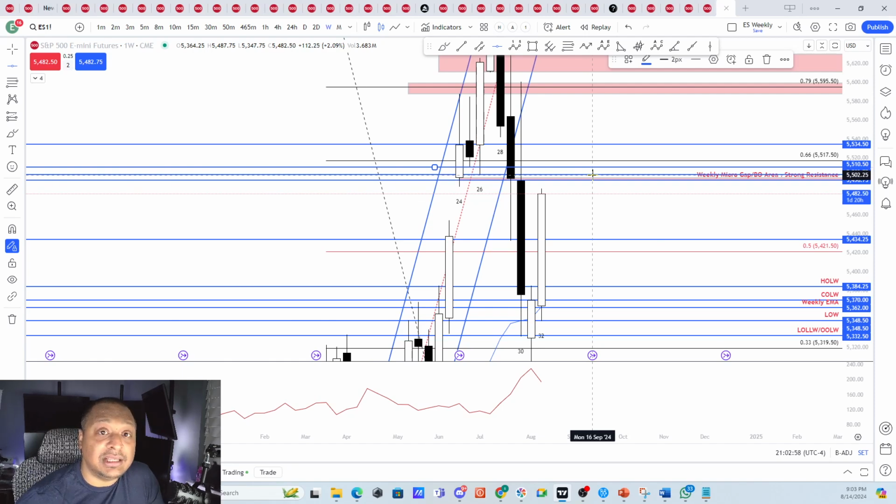But remember, on the daily chart, 5409 will be a resistance. It will be a trend line resistance. So we will have to be very careful there about what happens. We will take a look at it again when we get back to the daily chart.